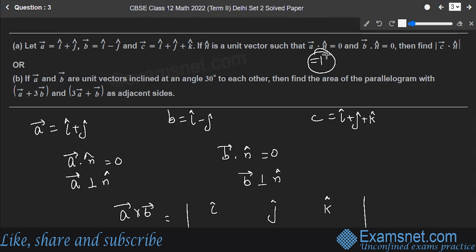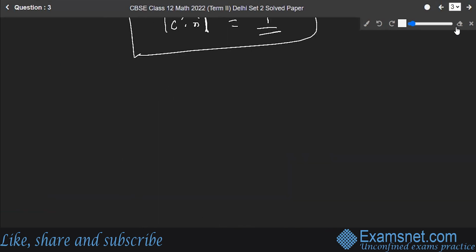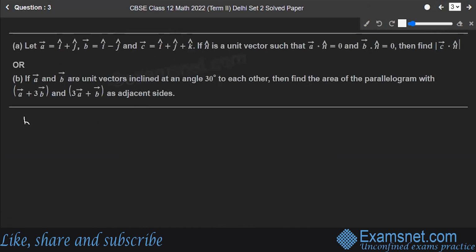B part, not B option of the same sum. Again, a vector problem. You are given that A and B are unit vectors which are having an angle theta equal to 30 degrees between them. You have to find the area of the parallelogram with this and this as adjacent sides. Fine, let's start. I'll erase the screen so we don't fall short of space. You are given that A and B are unit vectors, so that means the magnitude of A and B vectors is equal to 1.